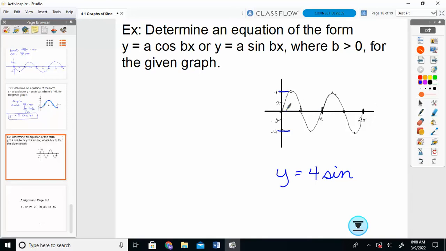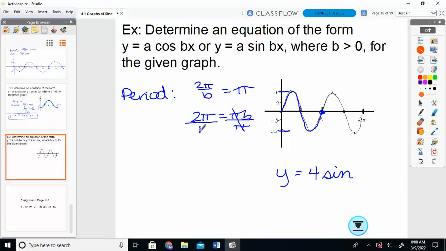So 2 pi. My period, I graphed it all the way to 2 pi, but how many periods? Yeah, after pi, doesn't it just do the same thing again? Okay. So my period is actually pi. So we know period is found by doing 2 pi over b, and we get pi for that answer. So if you multiply over the b, divide by pi, so b is 2. So it's 4 sine of 2 pi.